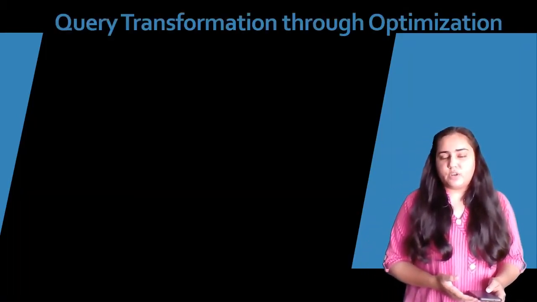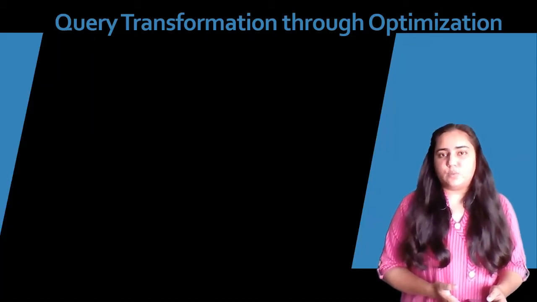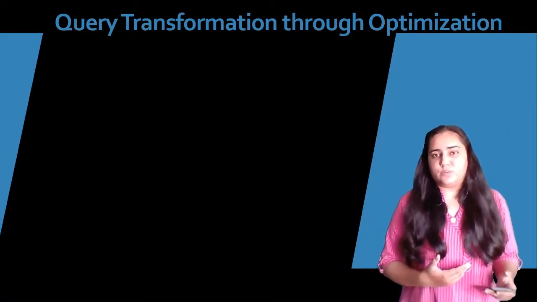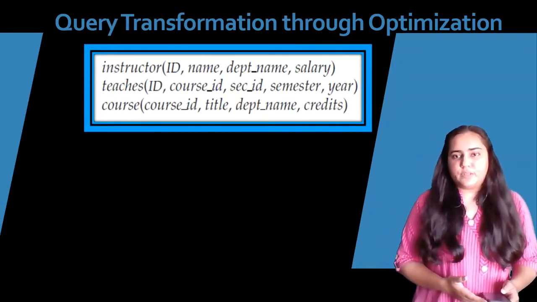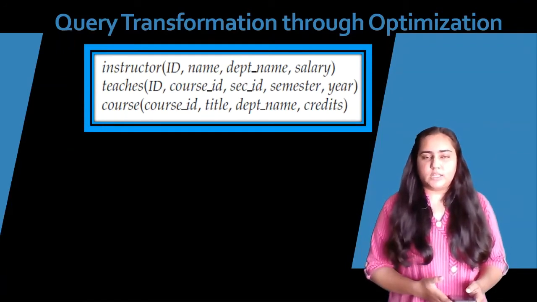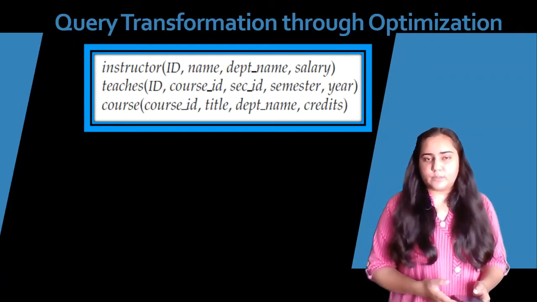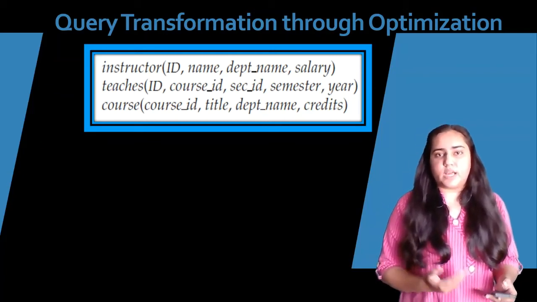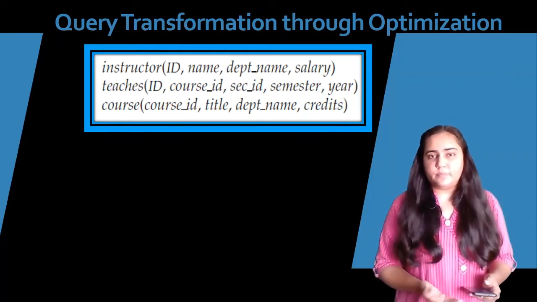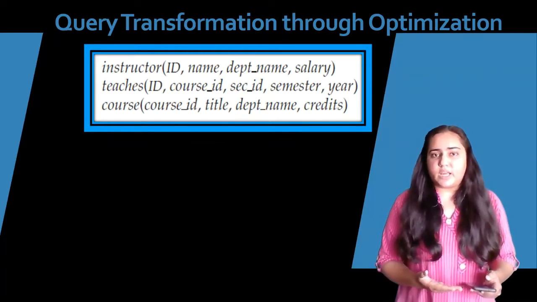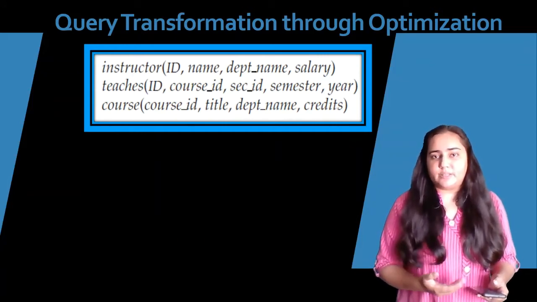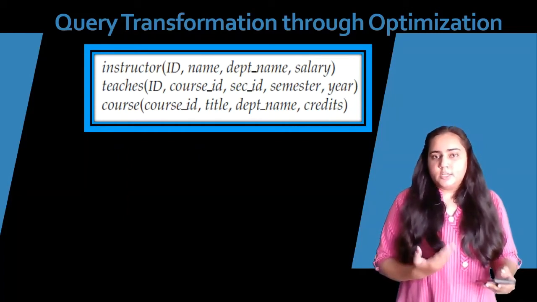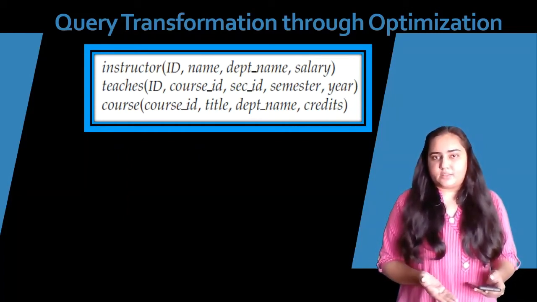So we are going to see query transformation through optimization. This is where we convert one query into another query by applying one or more of these 12 rules. For that, I'm going to use this database, which contains three tables: instructor, teachers, and course. The instructor table contains the columns ID, name, department name, and salary. Teachers table contains columns ID, course ID, section ID, semester, and year. And the course table contains columns course ID, title, department name, and credits.